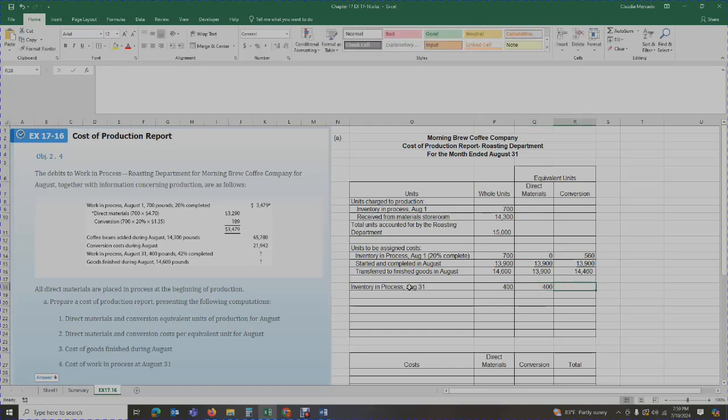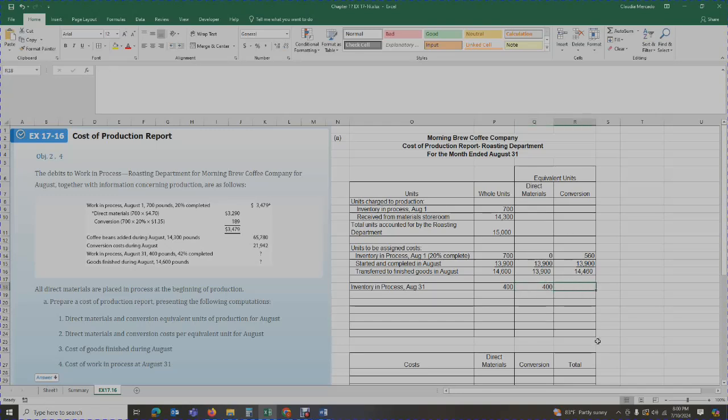And for conversion cost, remember, we are putting the entire 400 under direct materials, even though it's just 42% completed, because the problem tells you all direct materials are placed in process at the beginning of production. So regardless of how much has been completed, for purposes of calculating our equivalent units, direct materials are placed into production 100% at the time they're put into production in that specific month. In August we put 400 pounds of coffee beans. We might not have finished them, but the entire 400 will be charged for direct materials.